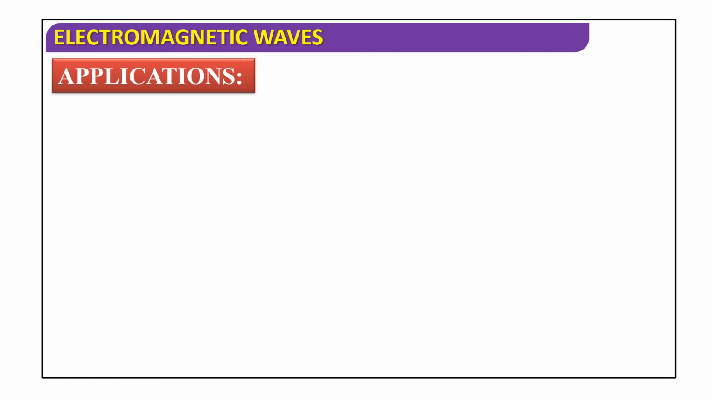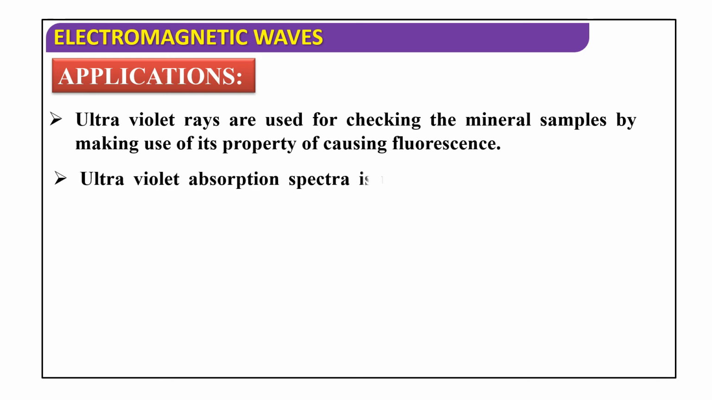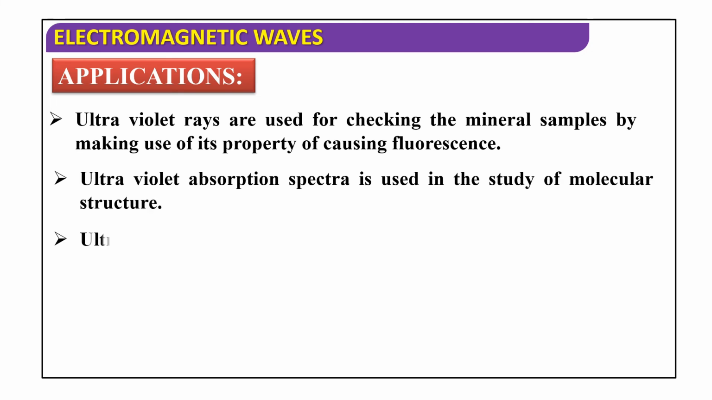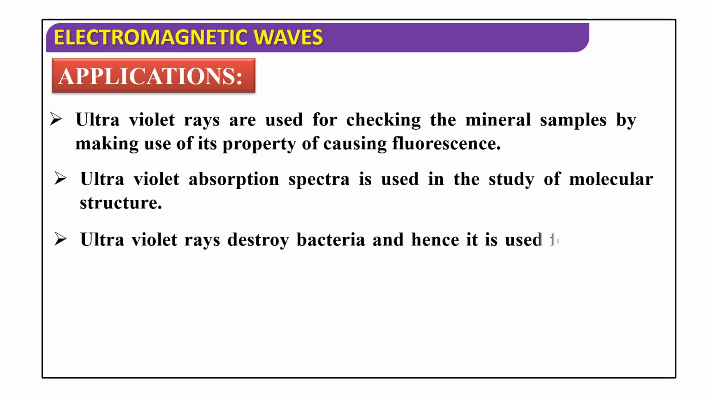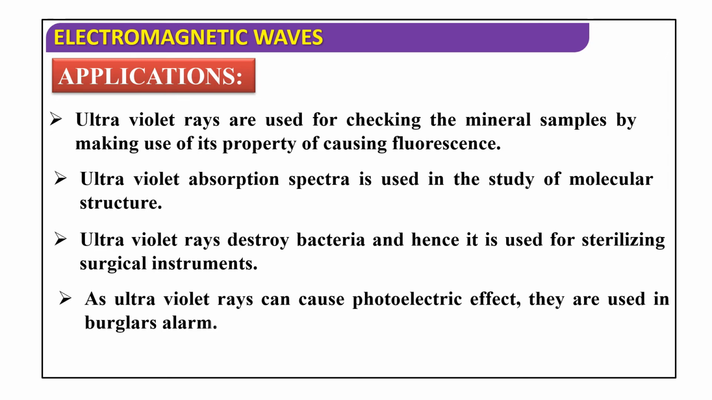Now discuss applications. Ultraviolet rays are used for checking the mineral samples by making use of its property of causing fluorescence. Ultraviolet absorption spectra is used in the study of molecular structure. Ultraviolet rays destroy bacteria and hence it is used for sterilizing surgical instruments. As ultraviolet rays can cause photoelectric effect, they are used in burglar's alarm.